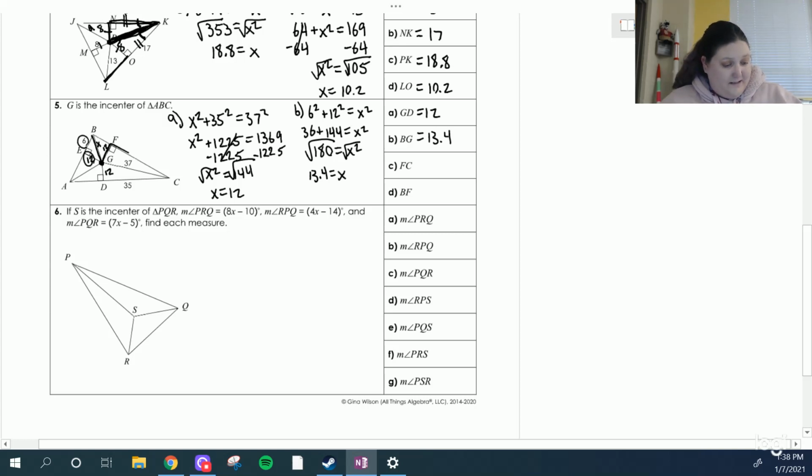Next measurement I need is FC. So FC and CD are congruent to each other, so that's 35. And last one I need is BF, is this measurement here. This side and this side are congruent to each other, so that makes that 6.